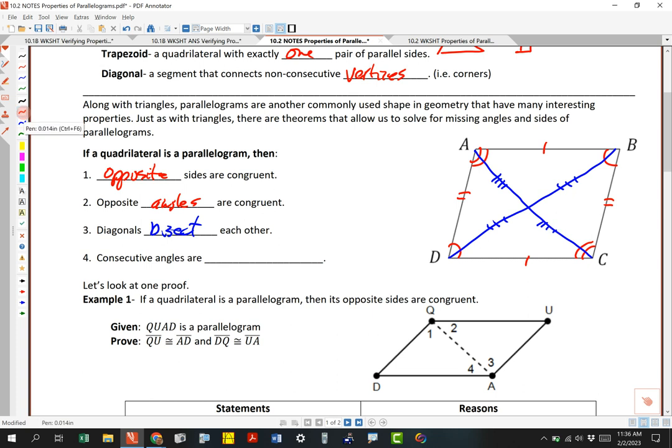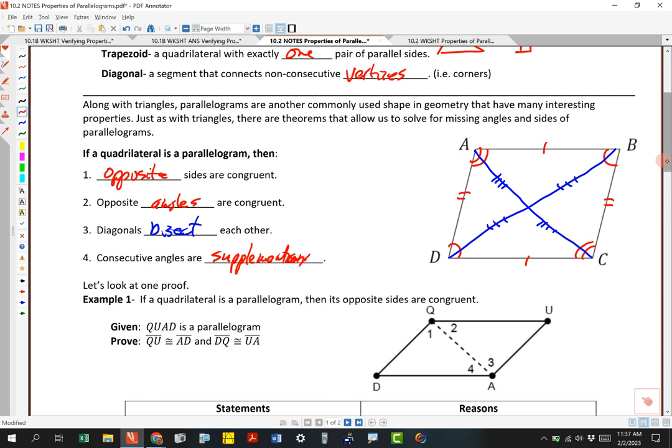Consecutive angles. So the ones that are right in a row, what would they be to each other? Supplementary. Very good. What does supplementary mean? Adding to 180. Add up to 180. So they are supplementary.